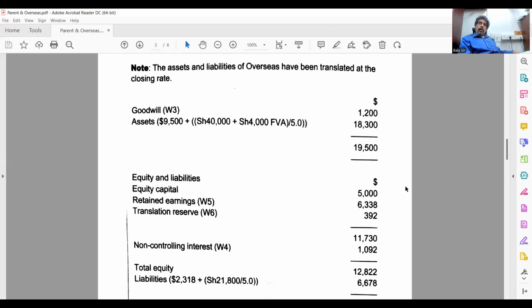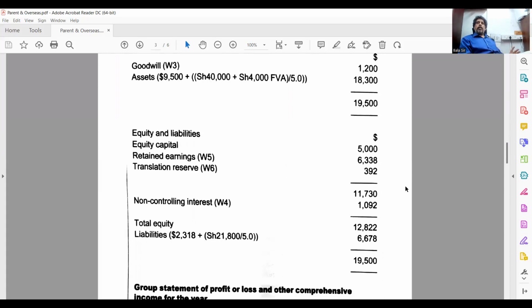The assets of the parent will be shown in dollars as it is. What is the amount? $9,500 plus 40,000 shillings plus 4,000, in all 44,000 shillings divided by 5 shillings each dollar, $8,800. Adding, $19,500. Okay, next. Equity and liabilities, equity capital $5,000. How much is equity capital? It is $5,000.